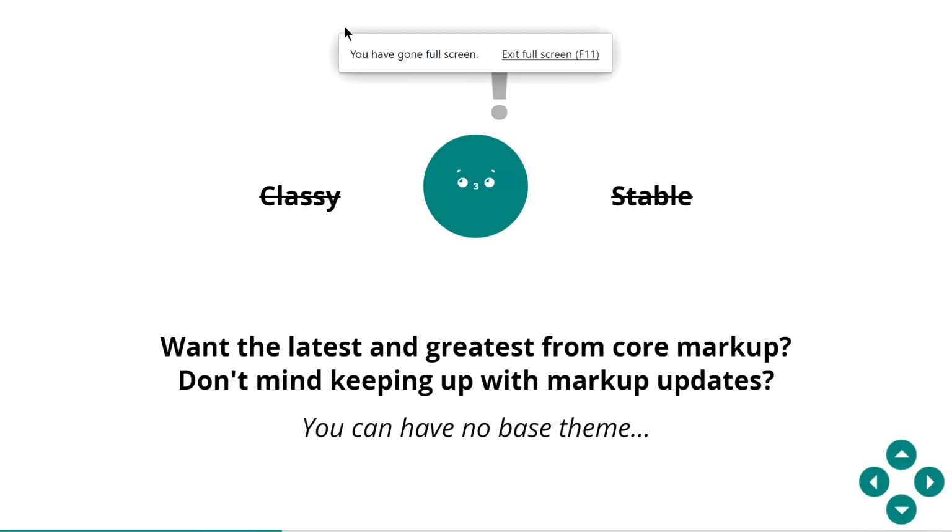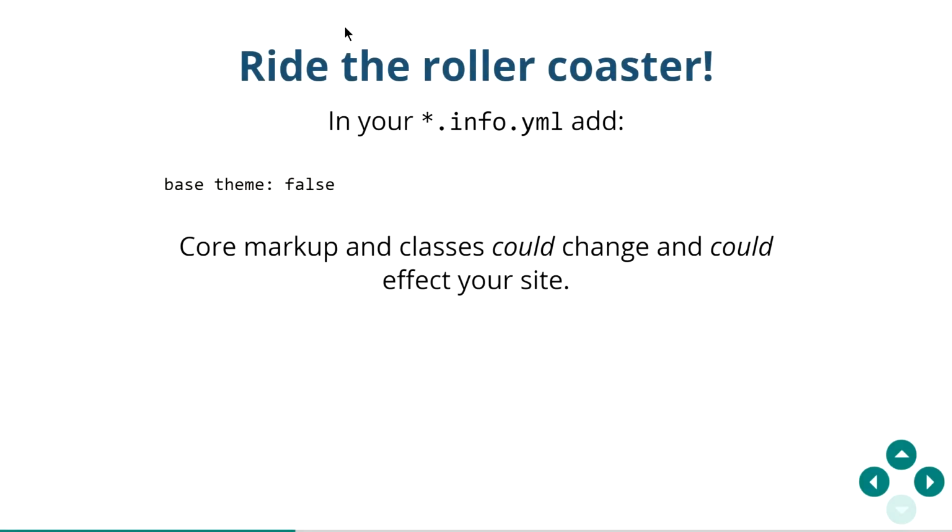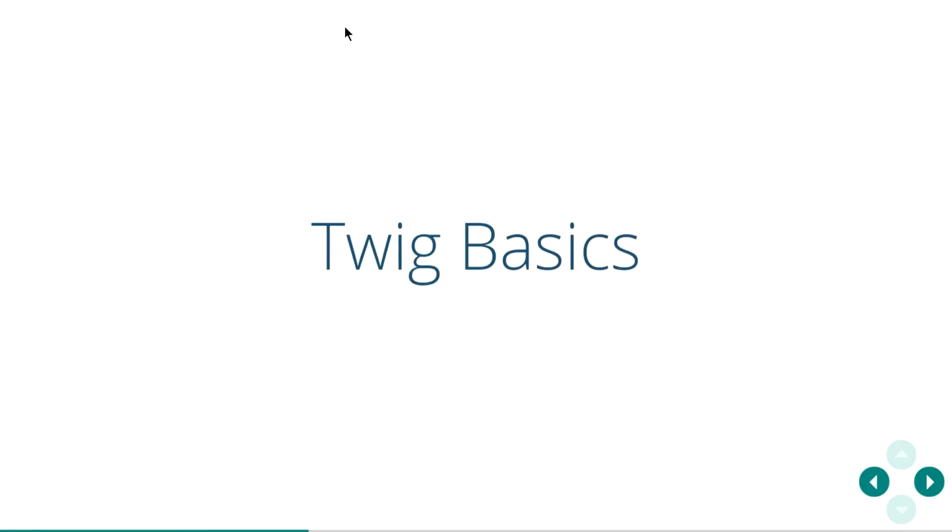So the downside of this is you're kind of riding a roller coaster. Core markup without Stable could change. Your theme could break. But if you're willing to stay on top of that and you want to keep up with the latest and greatest, you can totally do that. You just have to explicitly say, I do not want a base theme by adding this little line to your theme's info file.